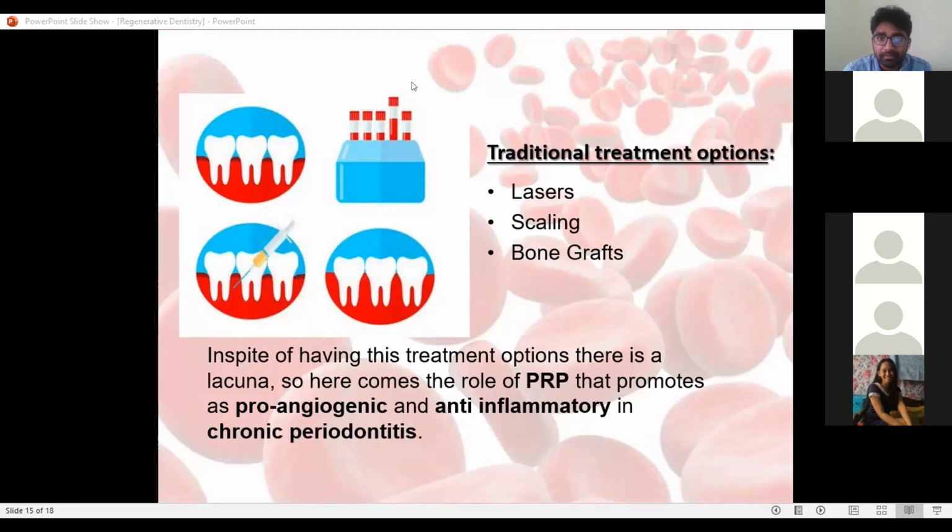Someone has asked a question on the chat. Someone asked, what is the difference between PRP and PRF? So when we add anticoagulant, we will get PRP. When we don't add an anticoagulant, we will get fibrin. So to get better bone healing, we will use the fibrin, in sinus lift cases, post extraction, like that.